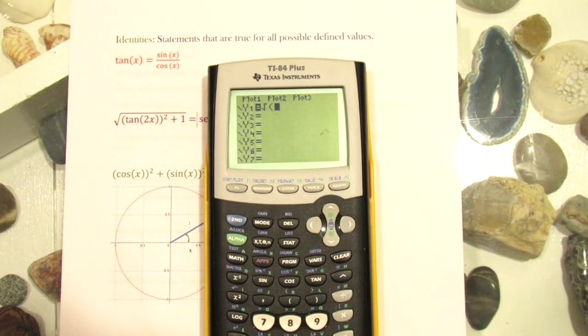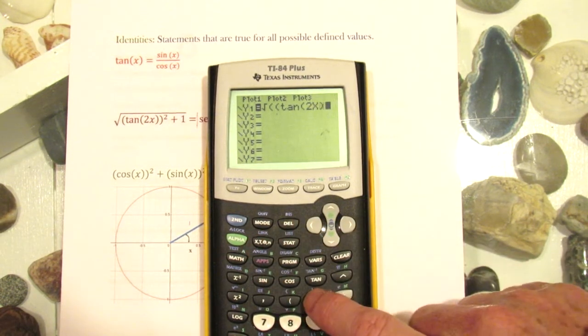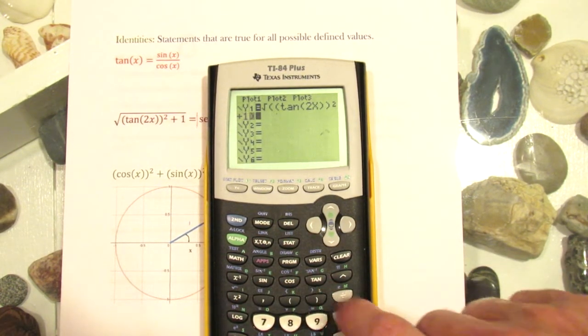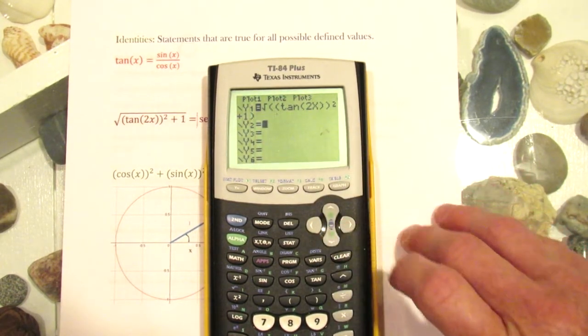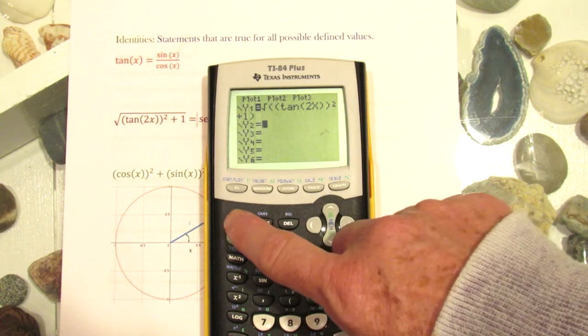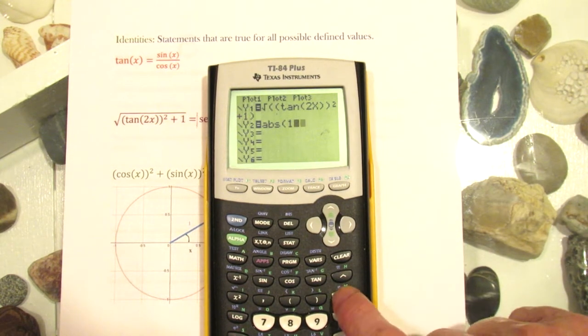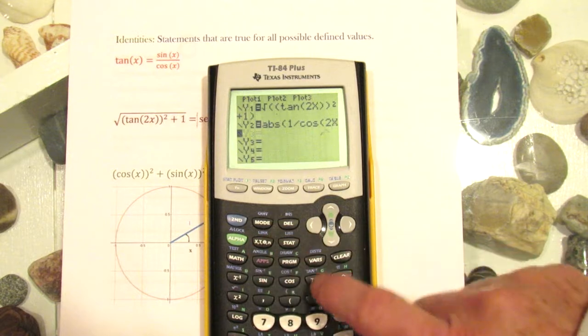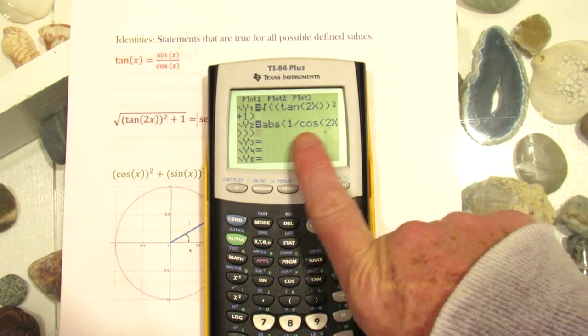And so, for example, I have a graphing calculator here, and I'm going to type in tangent of 2x squared plus 1, and I put that underneath the square root. And then on another y equals, I'm going to put secant of 2x, but we're taking the absolute value, so I'm going to go into the catalog and find absolute value. And then secant, another identity, is that it's 1 divided by cosine. So that's how I'm going to program the calculator. And so here we have 1 divided by cosine.